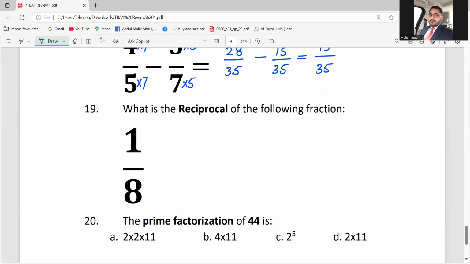Now the next question is, what is the reciprocal of 1 divided by 8? You know, in a reciprocal, we need to exchange the numerator with the denominator. Here the numerator is 1 and the denominator is 8. Then we need to shift this 8 up and 1 down. That will be 8 divided by 1. And you know 8 divided by 1 is 8. The reciprocal of 1 by 8 will be 8. This is the answer.